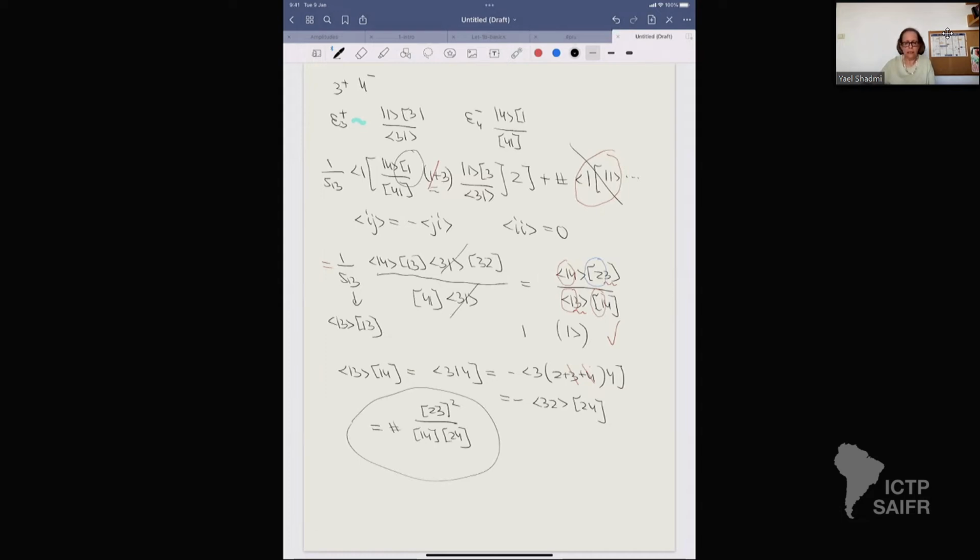So at the end of the day, we got something for this amplitude, but it's a very compact expression.